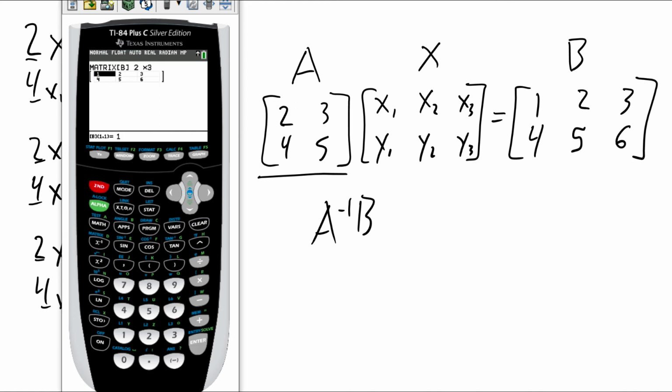All right, so we'll quit out of there. We'll type second and then matrix. We'll select matrix A, inverse, times matrix B.